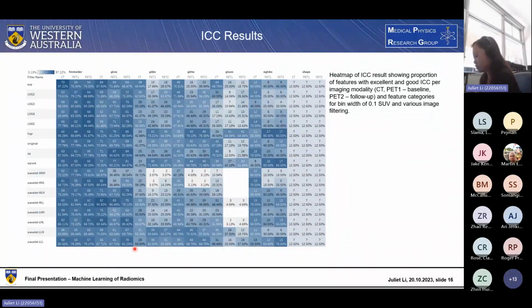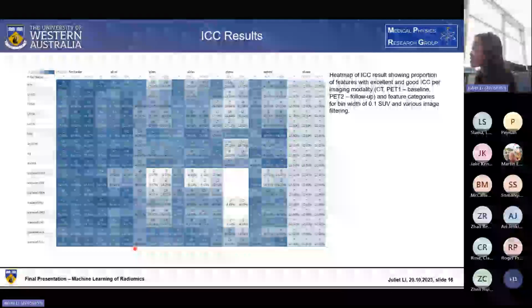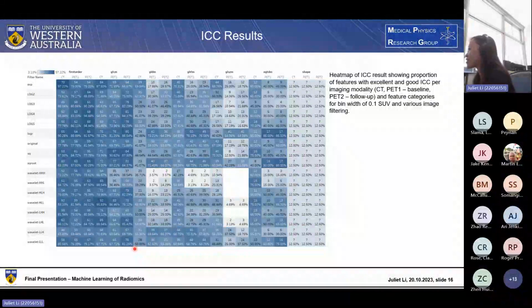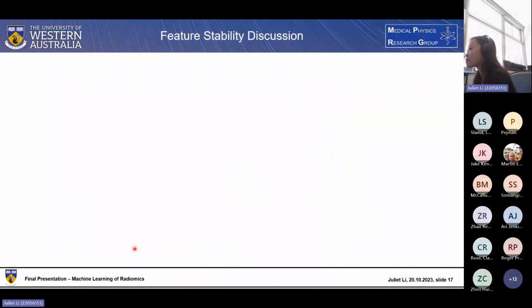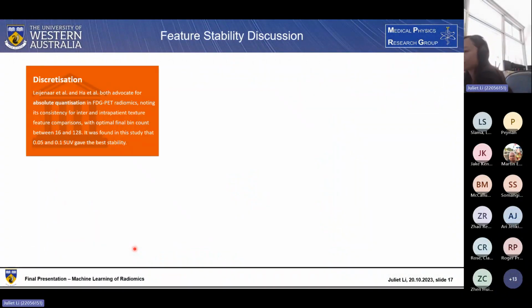We have to keep the results of our feature stability at a very high level due to the time limit. But if anybody's interested in what exact features are more stable and less stable, they're all in my thesis. So, discussion of feature stability.